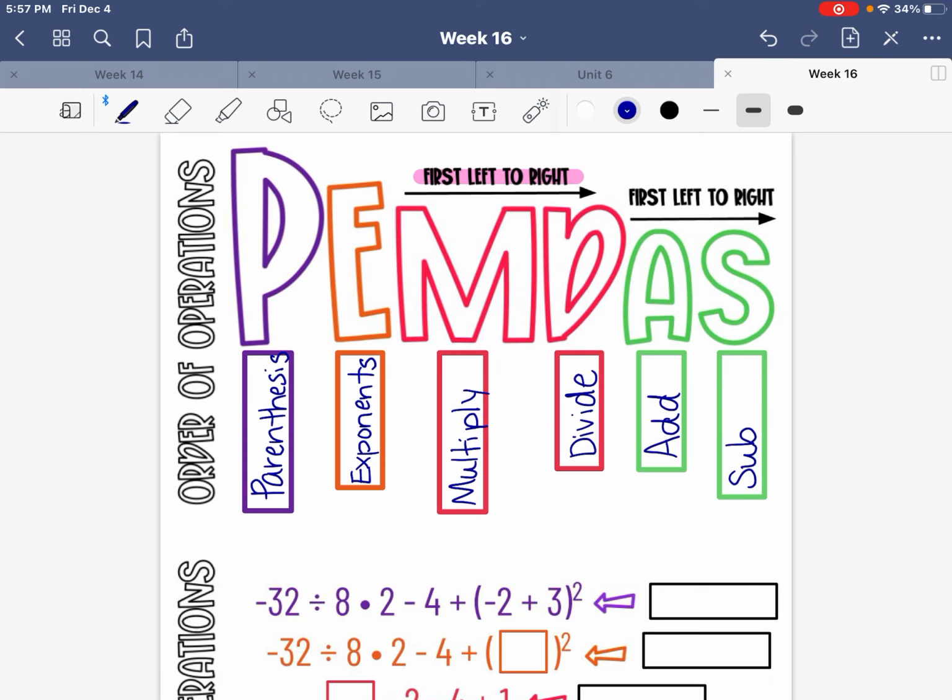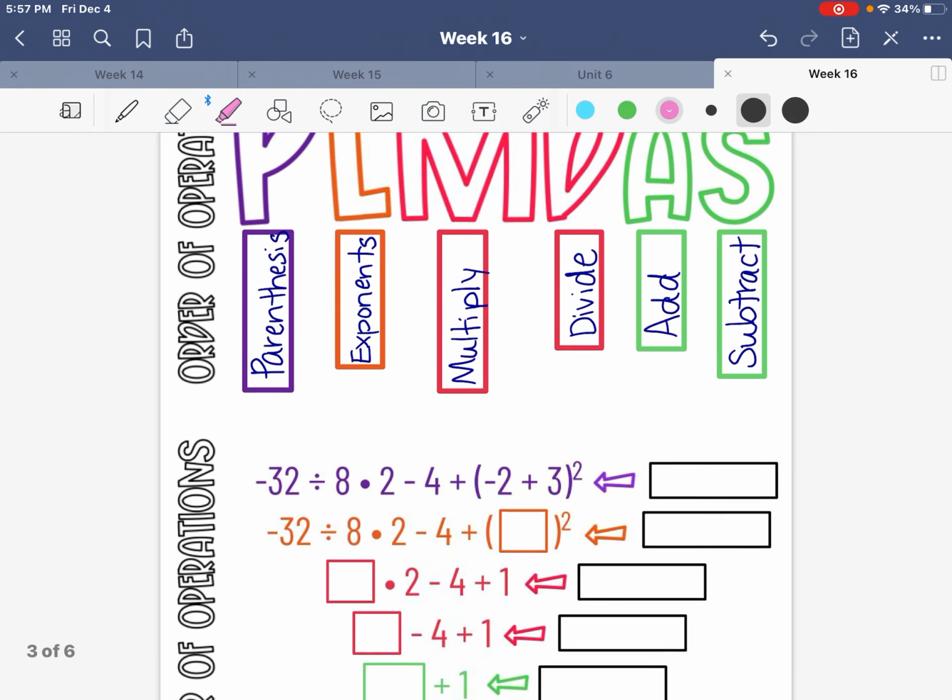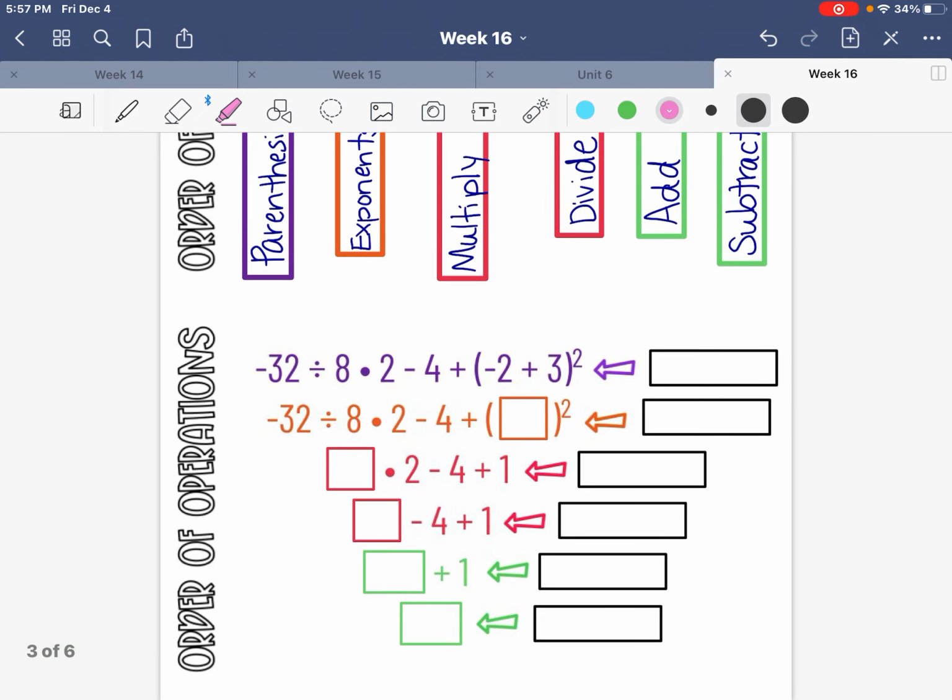Remember, adding doesn't necessarily come first. They go in order from left to right. So if subtraction comes first, you must subtract first. If addition comes first, you must add first. It is not add first and then subtract. Okay, so that's just a refresher on how to solve a problem using order of operations. And we'll use order of operations from here on out. That will not change. You will never add before you multiply or do parentheses. You will always use this order.